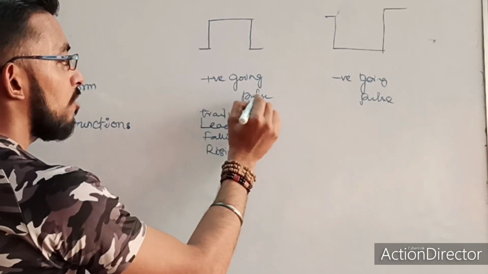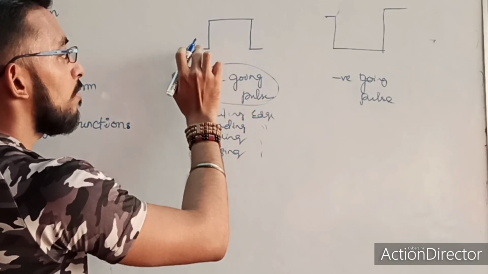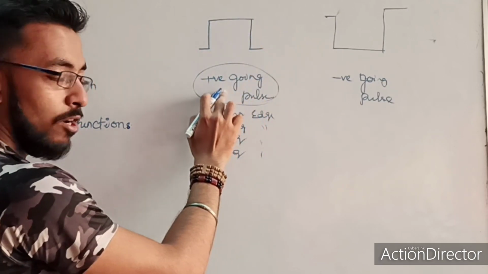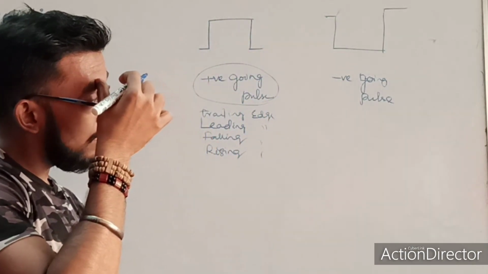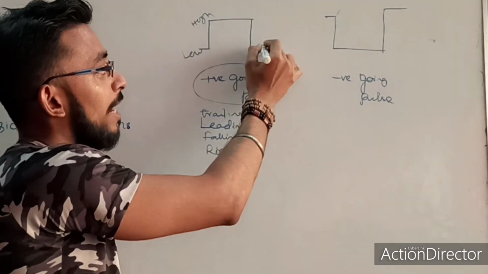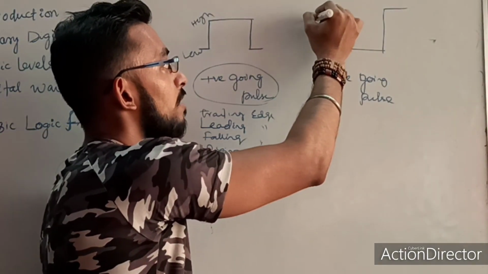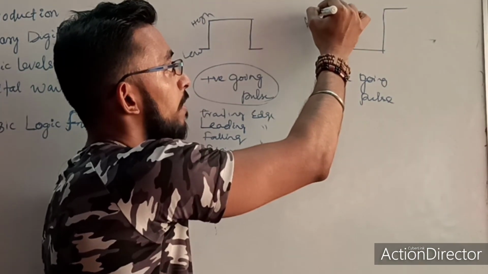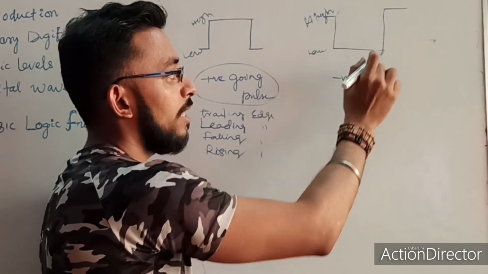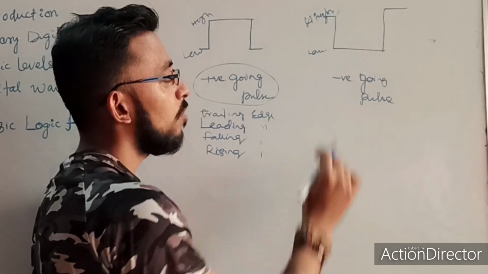So what do we mean by a positive going pulse? When my signal voltage goes from a low value to a high value and then comes back from high to low, that is called a positive going pulse. For a negative going pulse, my voltage level varies from high to low and then again back to high, that is called a negative going pulse. So this is the positive going pulse, this is the negative going pulse.